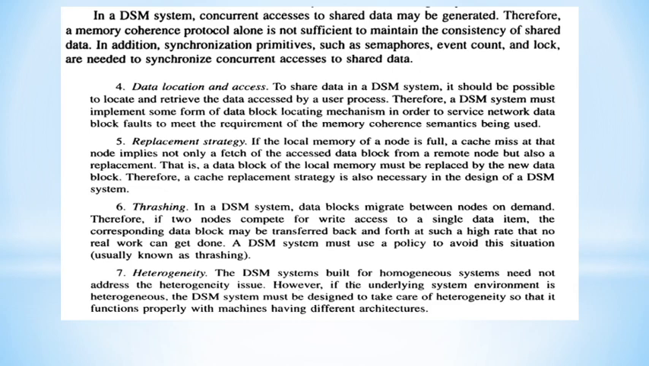And the fifth issue is replacement strategy. If the local memory of a node is full, a cache miss at that node implies not only a fetch of the accessed data block but also a replacement. Means that one cannot access the data, cache miss. So the data block in local memory should be replaced by the new data block. Some cache replacement strategy is also necessary while designing the distributed shared memory.